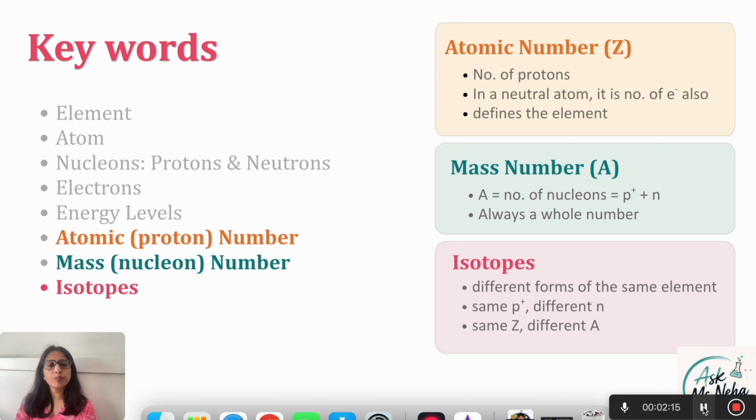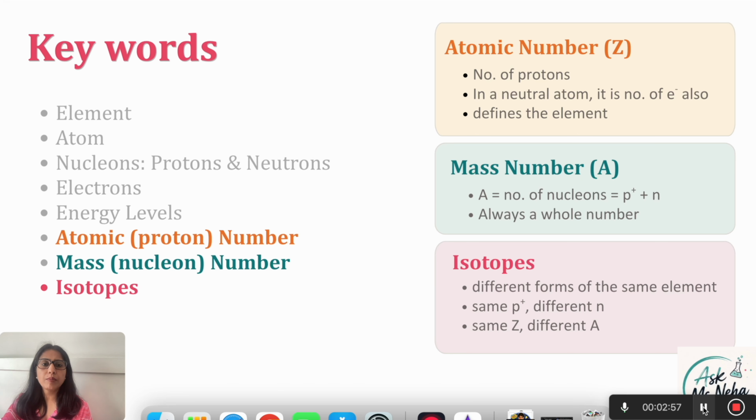Mass number, represented by letter A, is the number of nucleons. So nucleons, which include protons plus neutrons. So the total particles present in the nucleus describes the mass number, and it is always a whole number. Remember, protons are particles, neutrons are particles. They can be just 1, 2, 3, 4. They cannot be 1.5. They cannot be half.